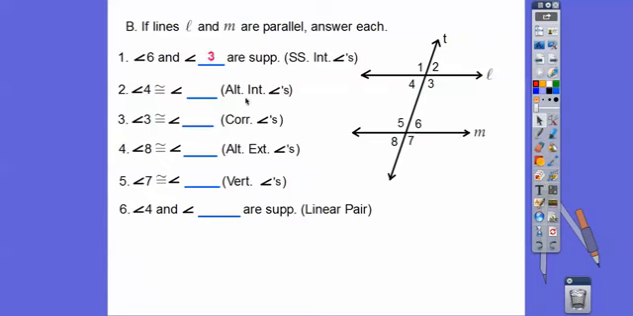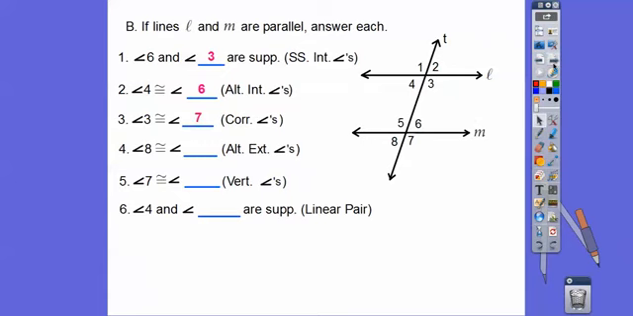4 and blank are alternate interior angles, and they're congruent. 4 and 6 are on alternating sides of the transversal, and they're congruent. This is because these lines are parallel. 3 and blank are corresponding angles, and they're congruent. Corresponding angles are, if I slid this line down right on top of this line, this angle slides right down on top of this angle. So 3 and 7. Is this ringing a bell from the last one?